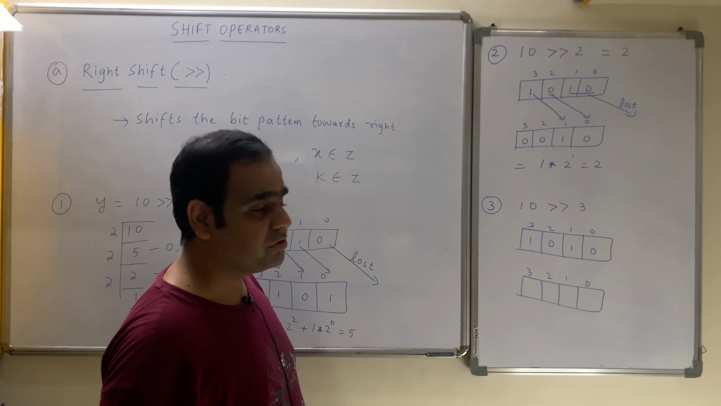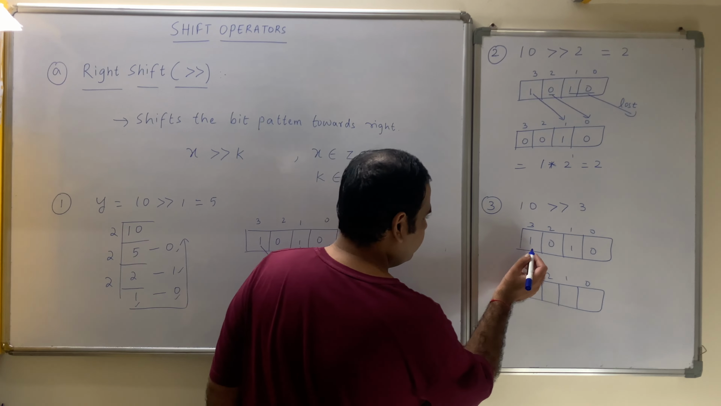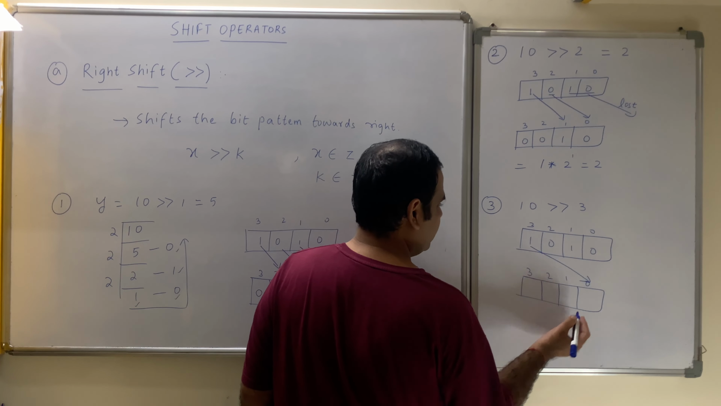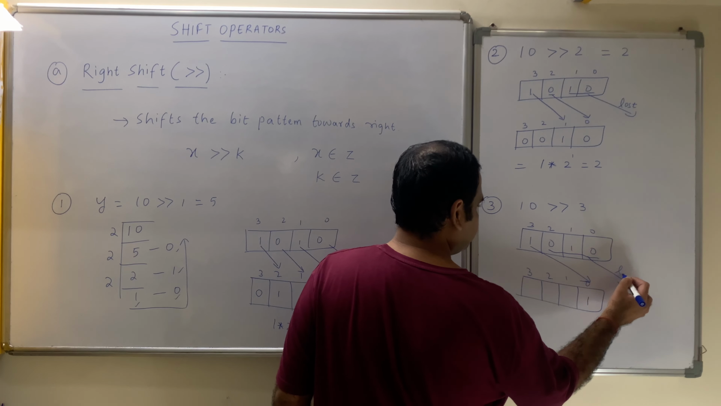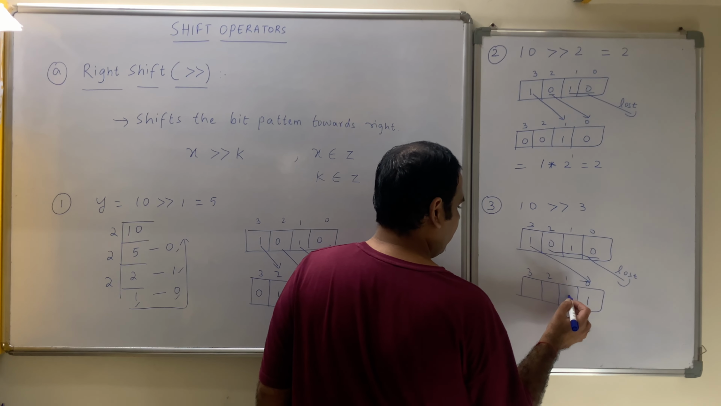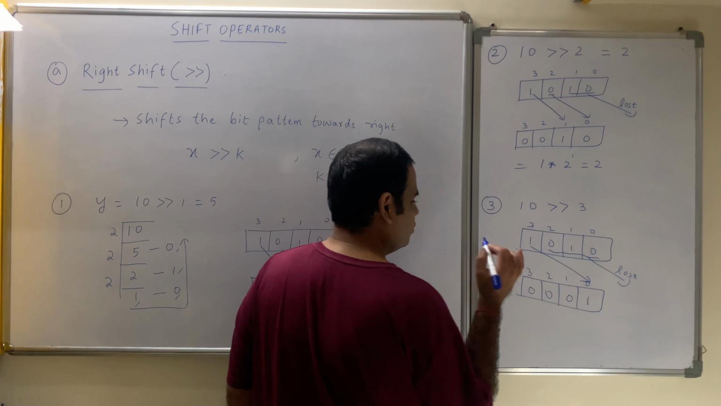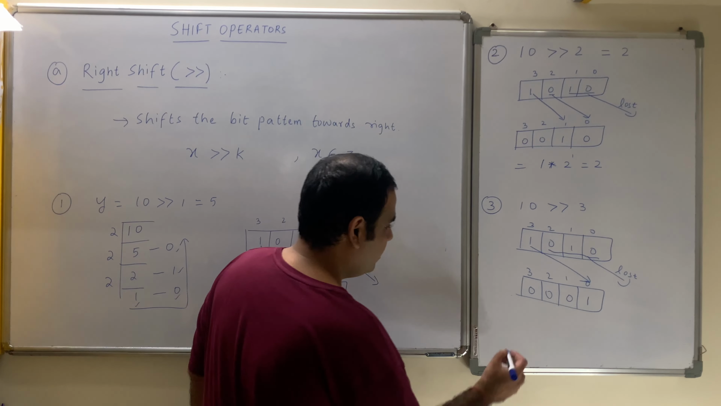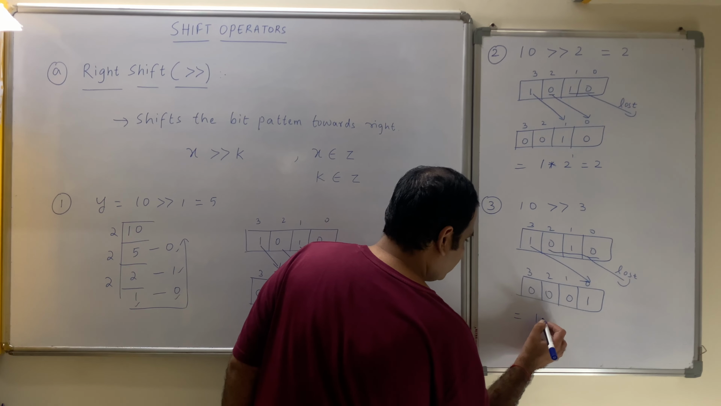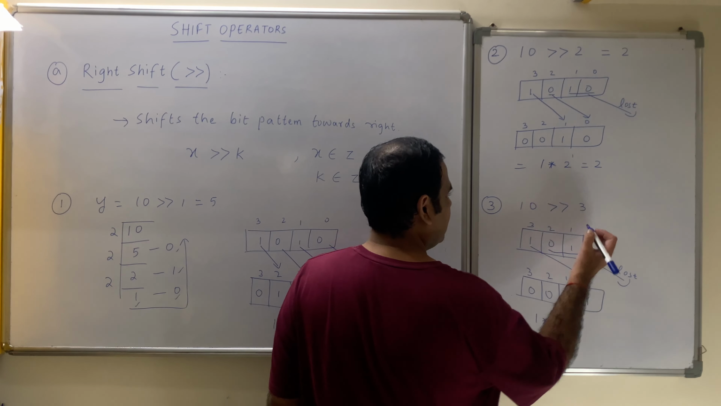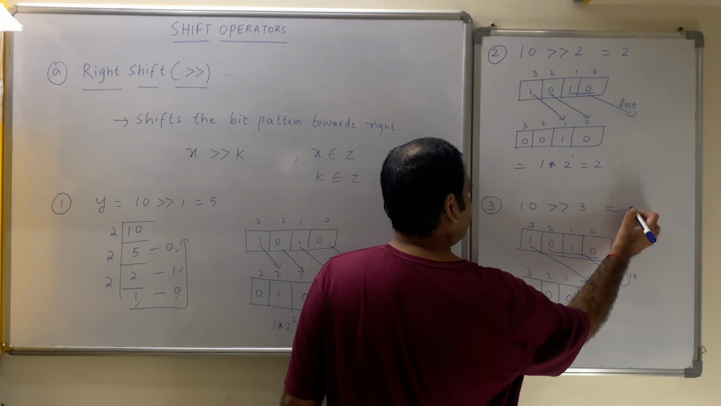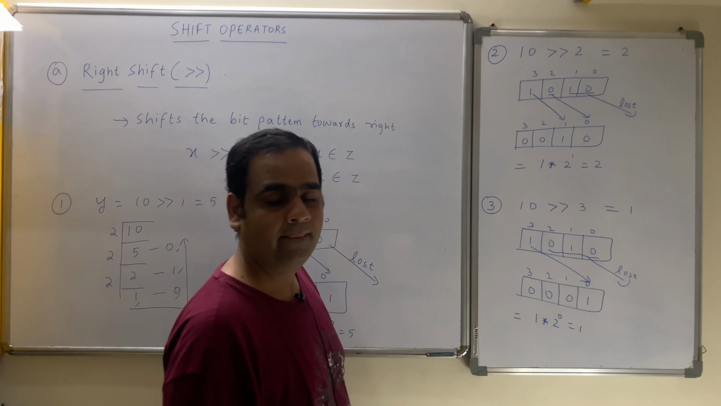Now 3 places towards the right means this third bit will come at the 0th bit. This is 1. And these 3 bits are lost. And what do we fill here? We fill 0 over here. And this is equal to 1 into 2 to the power 0, which is equal to 1. Hence 10 right shift 3 is equal to 1.